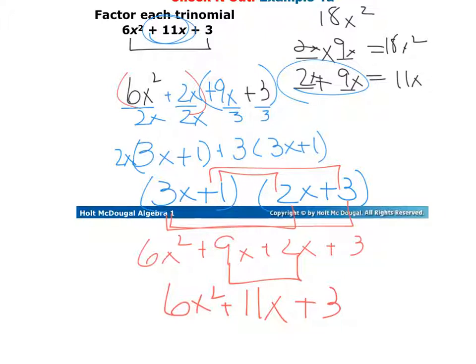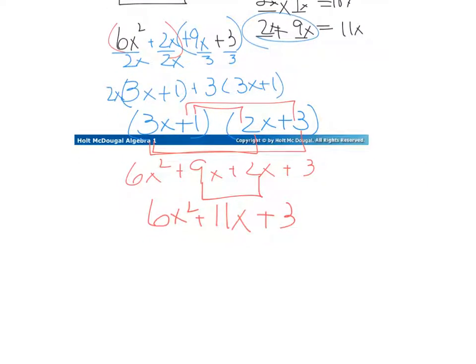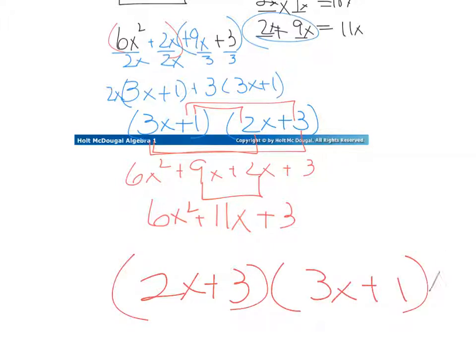Yes? Does it matter if it's like 2x plus 3 first or 3x plus 1? No. So just like last night's homework, if you wrote your answer as 2x plus 3 first, and then the 3x plus 1, either one of these, it doesn't matter the order of the binomial. Make sense? Let's try another example.